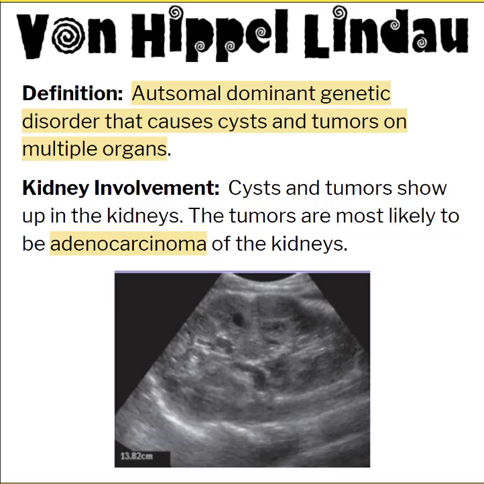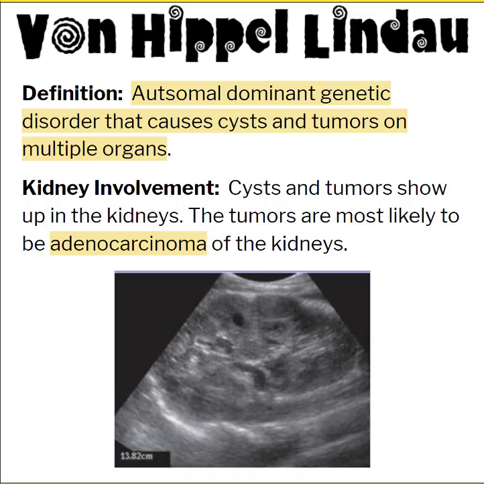Von Hippel-Lindau, or VHL, is an autosomal dominant genetic disorder that causes cysts and tumors on multiple organs. So remember that autosomal dominant means that only one parent needs to have the disease to pass it along to 50% of their children. So the children have a 50% chance of inheriting an autosomal dominant genetic disorder.